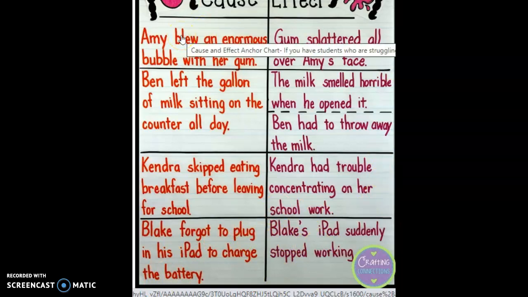So on your next slide, you are going to either be given a cause and you have to come up with the effect, or I'm going to give you the effect and you have to give me a cause.